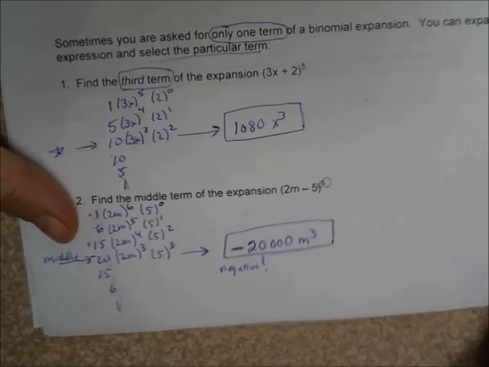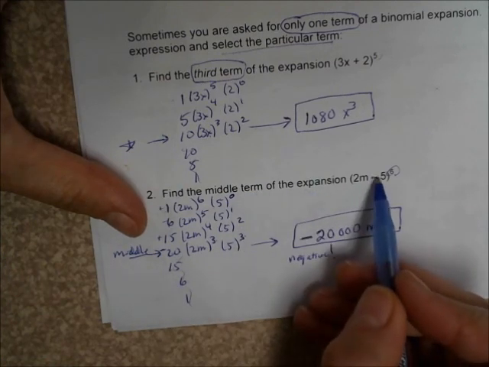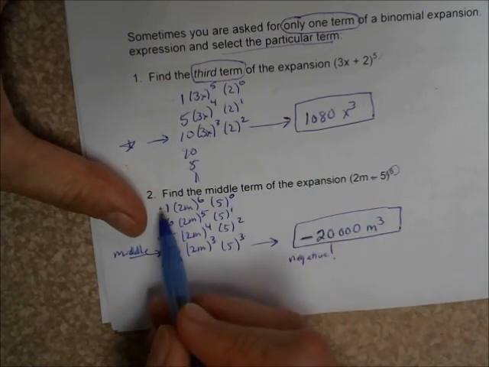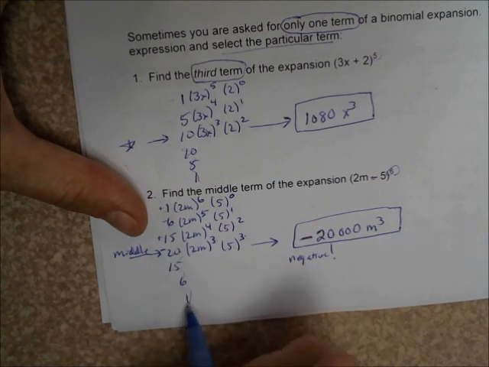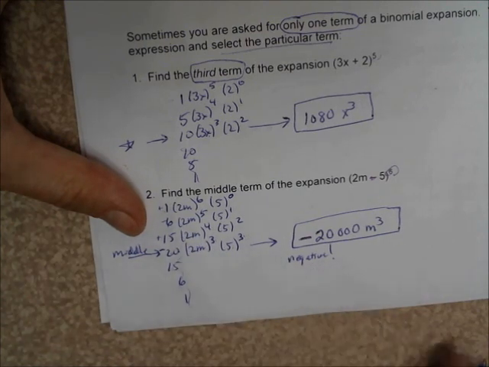So remember, sometimes if you have a term in expansion that has a minus in there, your terms will be alternating. All the odd ones are going to be positive. All the even terms are going to be negative.